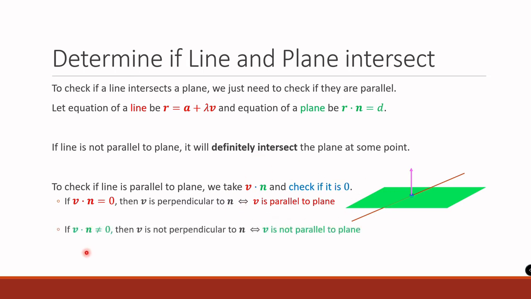In the same way, if it's not equal to 0, so it's not perpendicular, therefore the line will not be parallel to the plane, and hence it will intersect. So far we only check how to determine whether it's parallel.